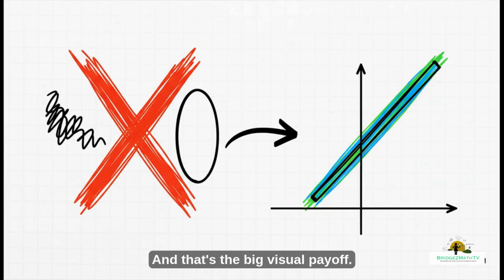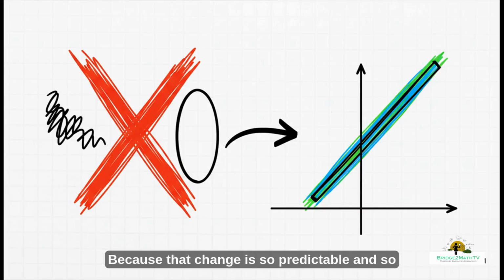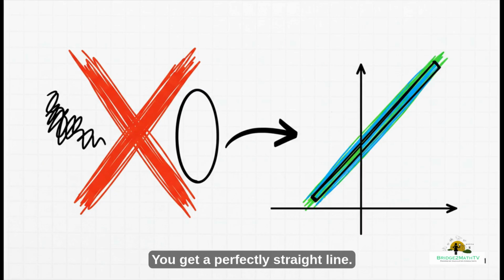And that's the big visual payoff. Because that change is so predictable and so constant, when you actually go to plot it on a graph, you don't get a crazy squiggle or a big parabola, you get a perfectly straight line.